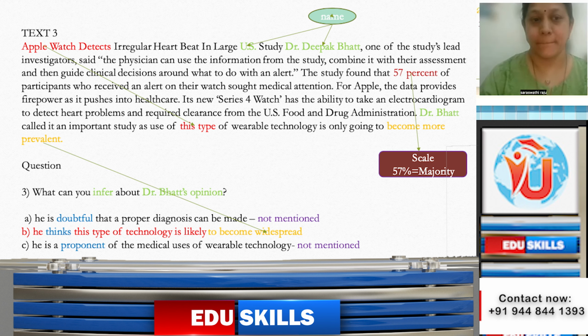Doubtful is not mentioned anywhere, and he never thinks anything. He directly confirmed it. Dr. Butt called it an important study, which means he confirmed it is an important study, where the technology is going to become more prevalent due to using this watch and all. Yes. So these two are directly eliminated after reading and understanding the complete paragraph.